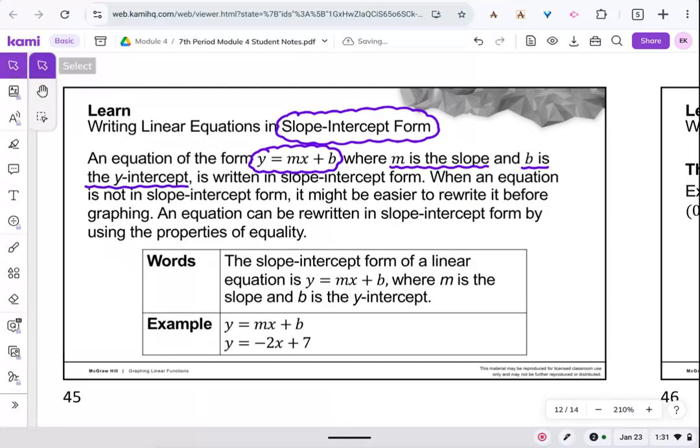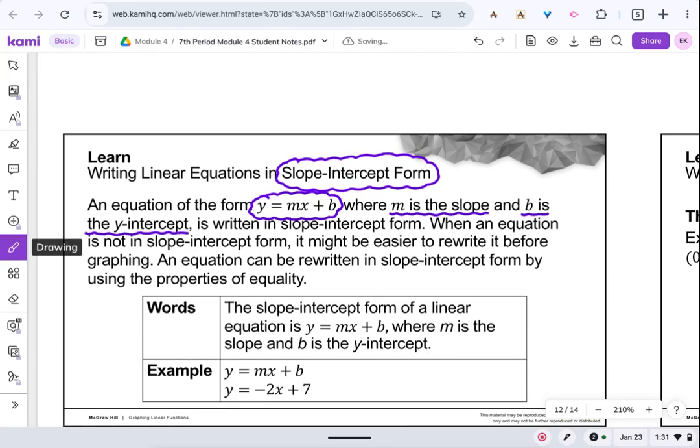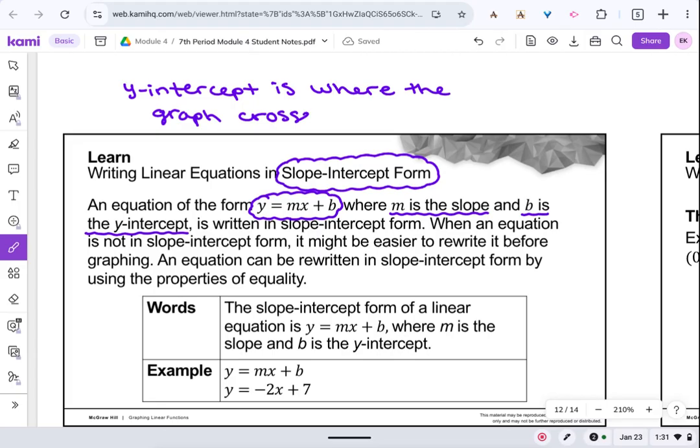Now, if you can't recall what the y-intercept is, our y-intercept is where the graph crosses the y-axis. Now the y-axis is this axis going up and down, okay? So on my graph, I'm going to be putting a point on the y-axis, the y-intercept. That's going to be my starting point, and then I'm going to use my slope to graph some more points. That's kind of our big idea for today.